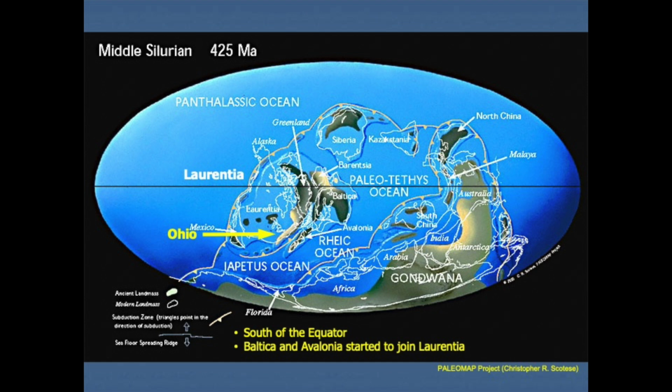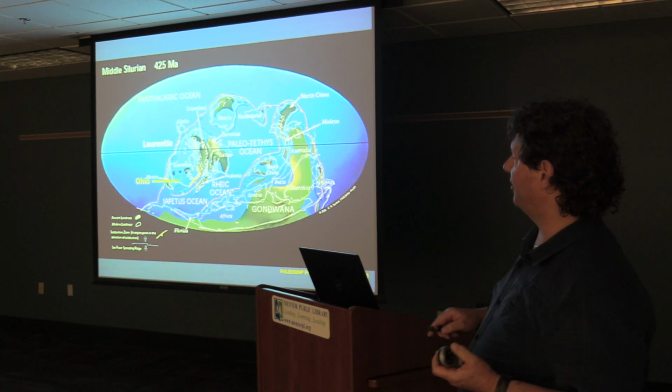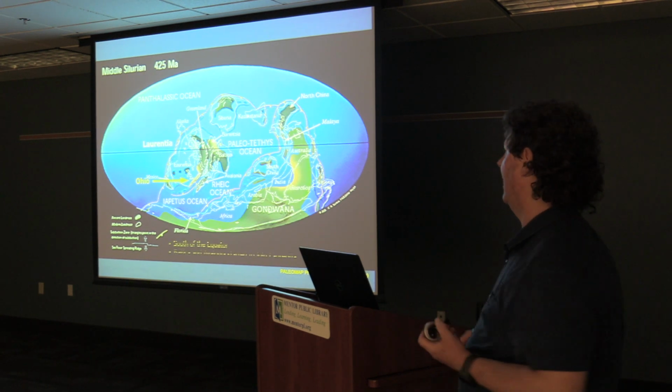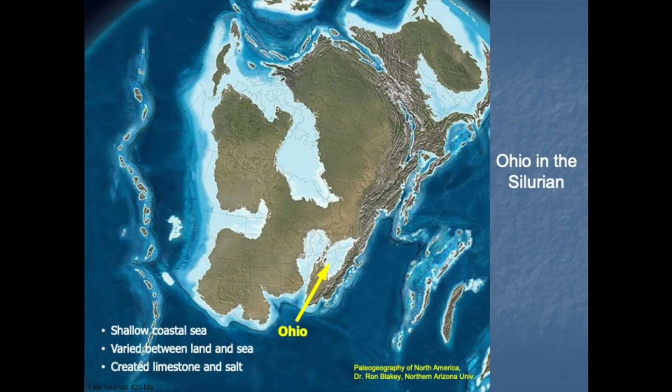Now, you can see Laurentia has changed a little bit. It's kind of moving, and Gondwana is moving a little bit. Things are getting closer here. And in fact, Avalonia and Baltica have now started to collide with Laurentia, creating mountains. And we are still south of the equator, and we're still in a tropical sea. If we zoom in, here's kind of our part of the world. Ohio is right here, and you'll notice something interesting. We're kind of still in a shallow sea, but we're partly landlocked as well.